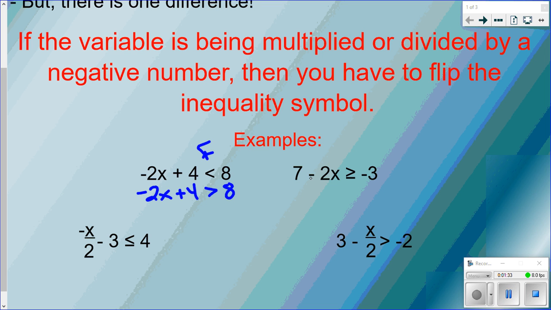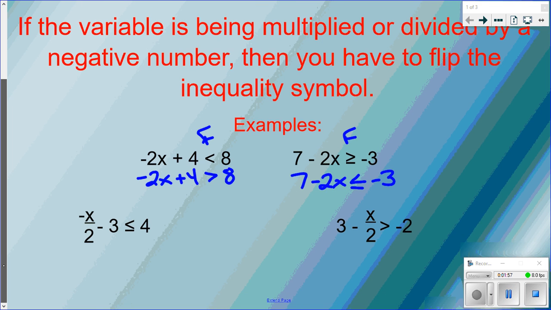This is one that a lot of students get tricked on. This minus sign, remember, belongs to the 2. So really, the x, the variable, is being multiplied by -2. So this is another one that you're going to have to flip. So 7 minus 2x less than or equal to -3, and then you would solve it just like you would solve an equation.